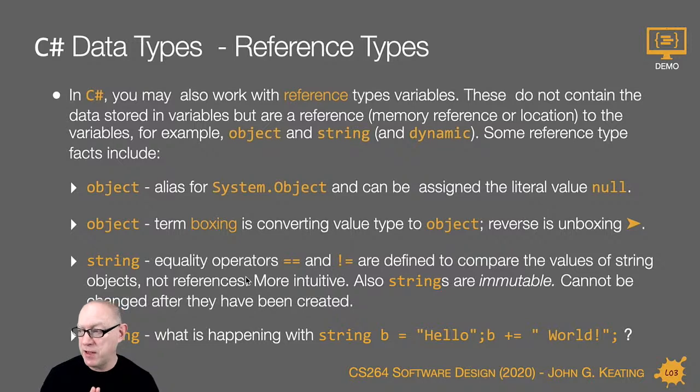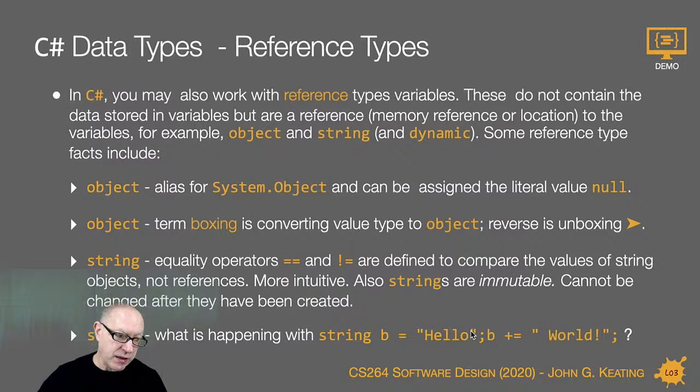But actually, what's happening in C#, and I guess it's the same thing you'll see in Java as well, is that strings are immutable. So that means they cannot be changed after they've been created. So if you have a look at the bottom screen here, you'll see this piece of code saying string B is assigned a value hello, and B plus equals world. So we're essentially creating a new string called B with hello world in there. Okay, but what's really happening here? Is B changing actually from hello to hello world?